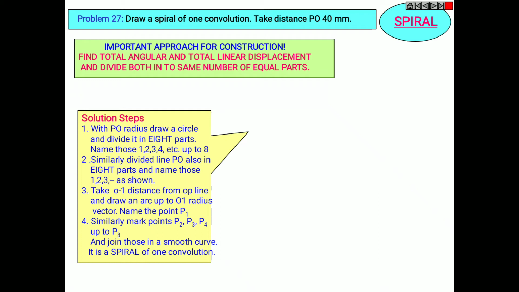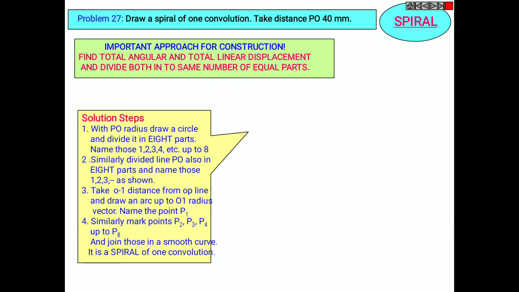Now take the distance O to 1 from the OP line and draw an arc up to the O1 radius vector and name the point P1. Similarly, mark all the points as P2, P3, P4 and so on up to P8 and join those in a smooth curve, a spiral of one convolution. By that you will be obtaining a spiral.